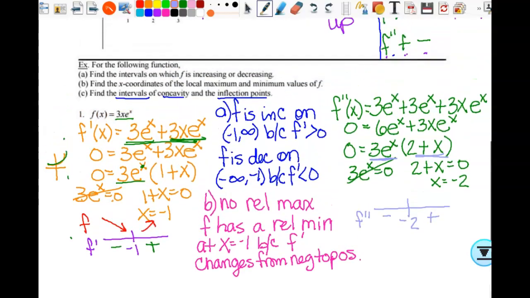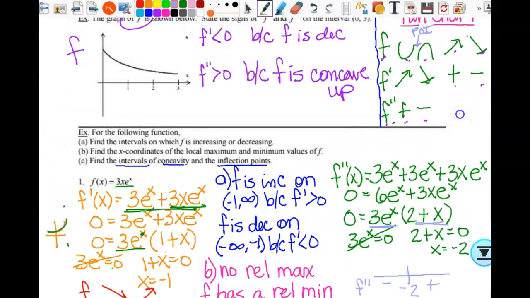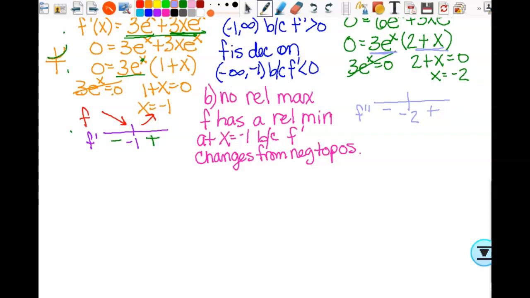Now, because we have F double prime, that tells us stuff about F prime and about F. Who are we trying to talk about right now? F. Okay, we're trying to talk about F. We're not trying to talk about F prime. So here on the top, I'm going to put my F stuff, right? So if F double prime is negative, F is concave down. And if F double prime is positive, it's concave up. So what's happening right here? Point of inflection.